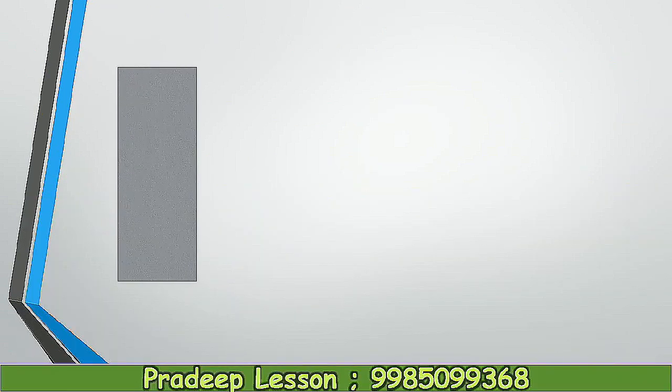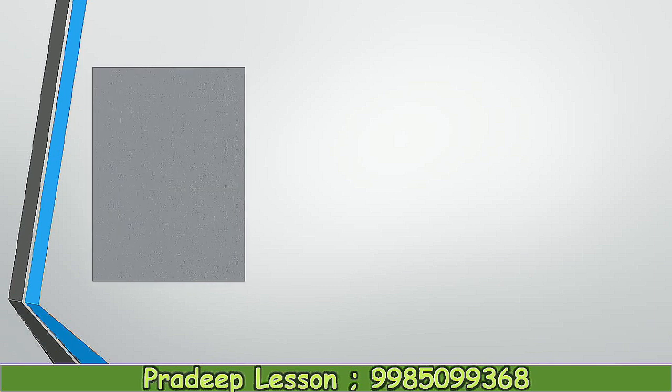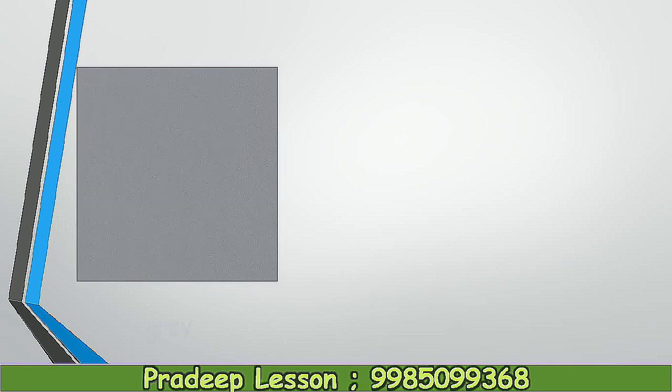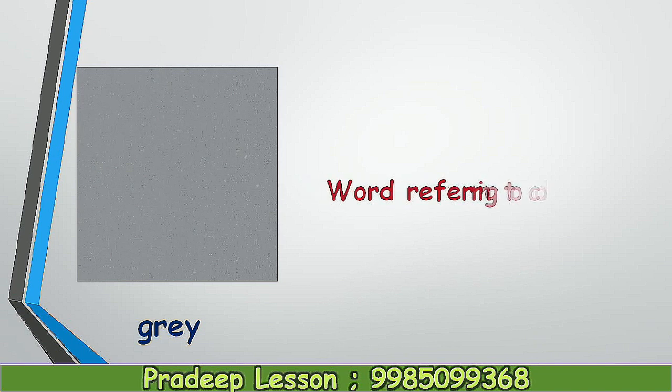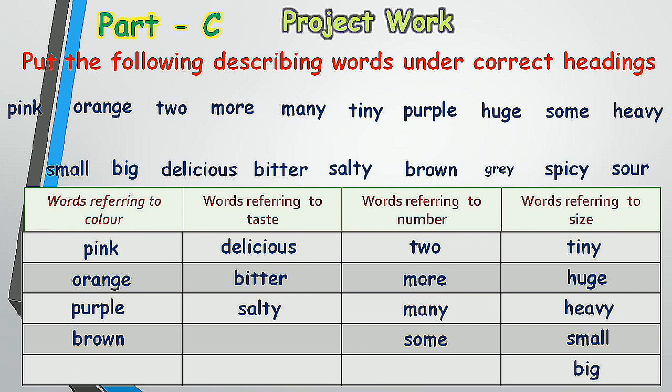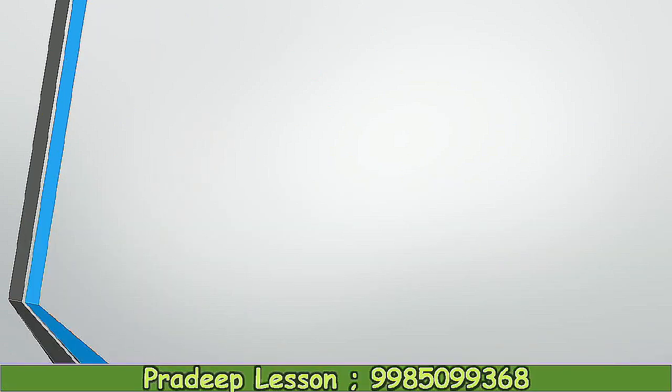Next another picture is very easily identified. This is one of the colors. It means gray. The word gray is referring to color. Here gray goes to the column, that means color.